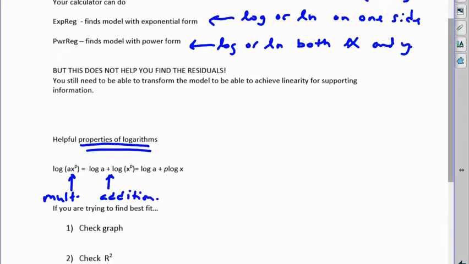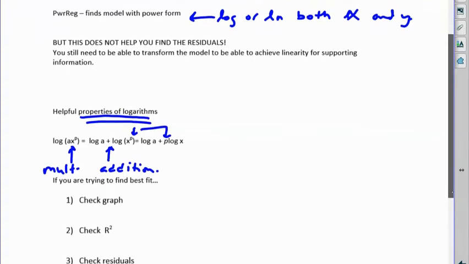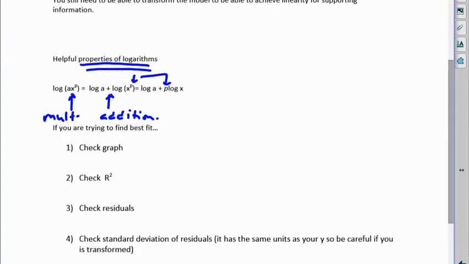So if you have multiplication in the real world, you have addition as an exponent. So it's using basically those properties. And if you have a power of a power, you can see that you can bring that power down in front of the log, so like log of x to the p is now p times the log of x. But the problem with the exponential regression and power regression is that you won't be able to check your residuals.